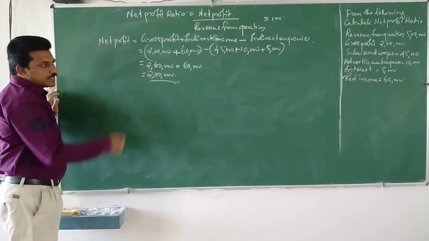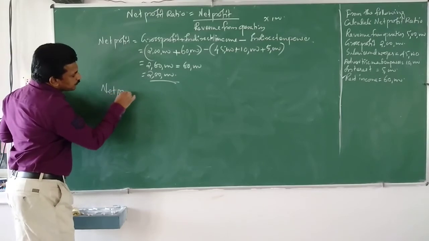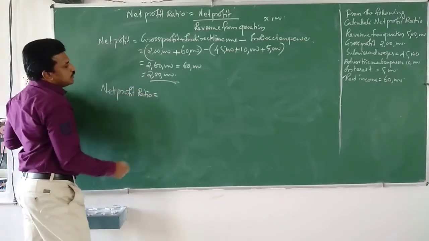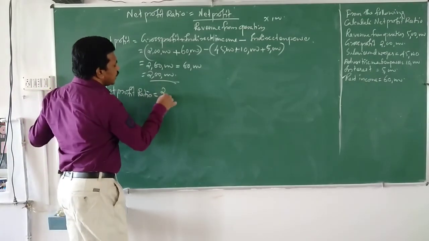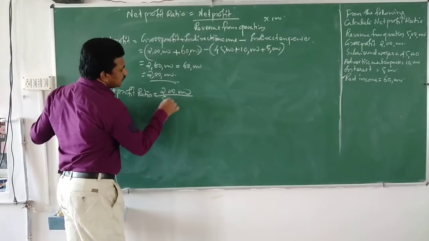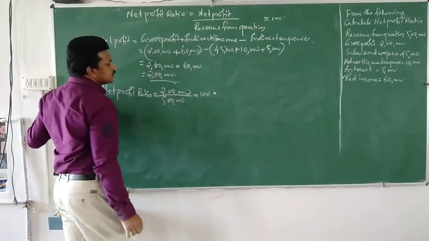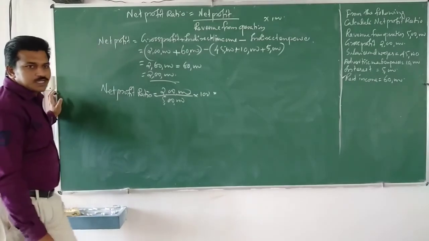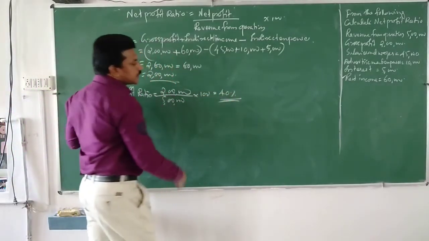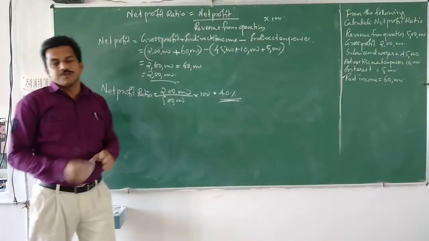Okay, sales it is given here. So net profit ratio is equal to net profit 2 lakh divided by sales 5 lakh into 100. So 40% is the net profit ratio. Okay. So this is the way of calculating net profit ratio.